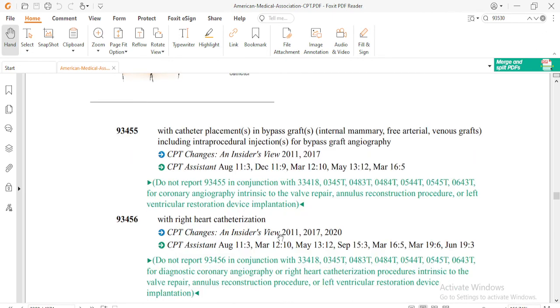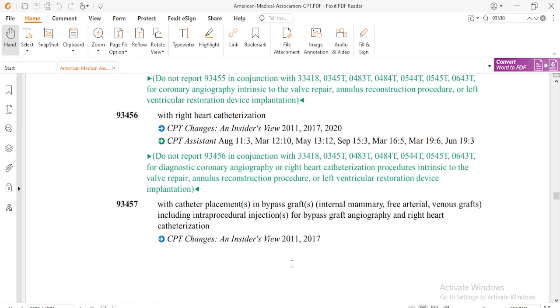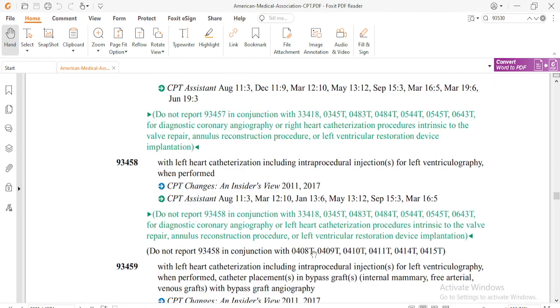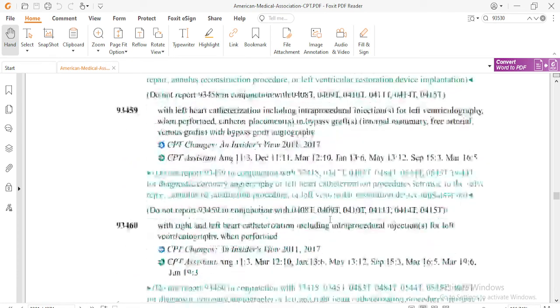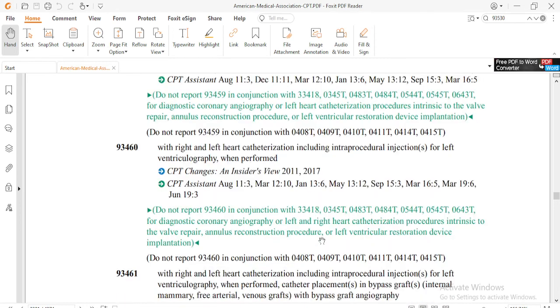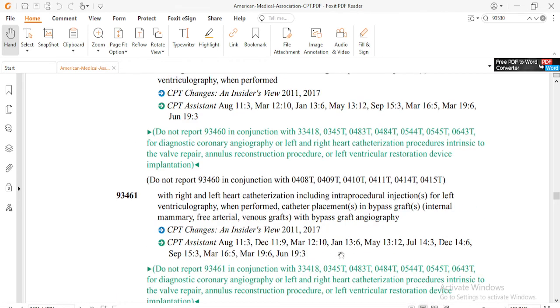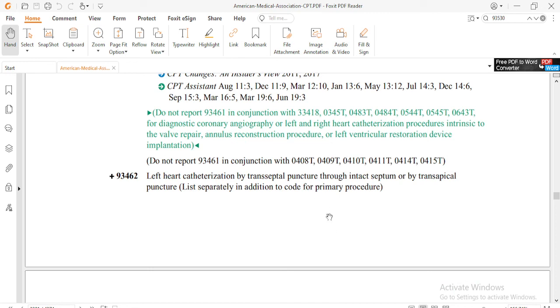Here we have codes for catheterization of bypass grafts with right heart catheterization. Here also bypass graft, right heart catheterization, and here left heart catheterization with left ventriculography, left heart catheterization. Here also, right and left, right and left. This approach is different: transseptal puncture.